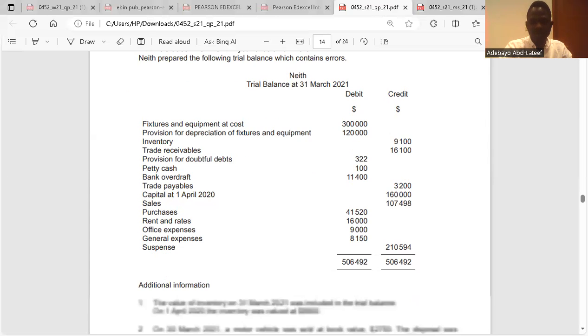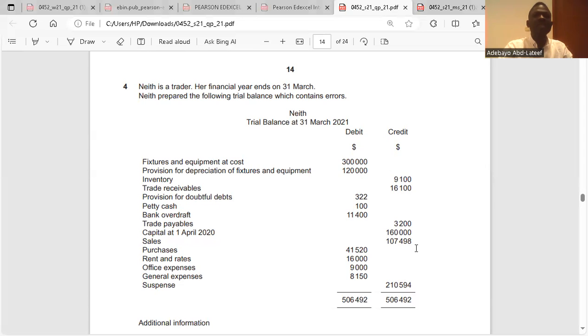Question 4. It said Nate is a trader. Her financial year ends on 31st of March. Nate prepared the following trial balance, which contains an error.